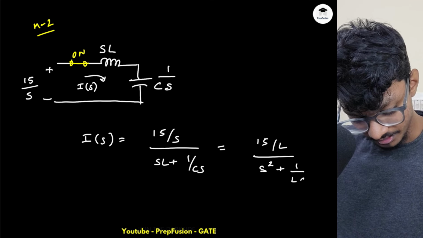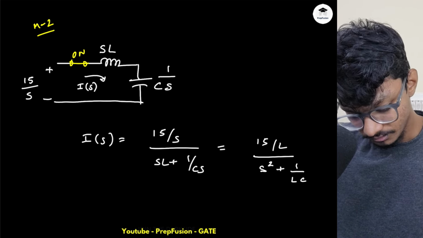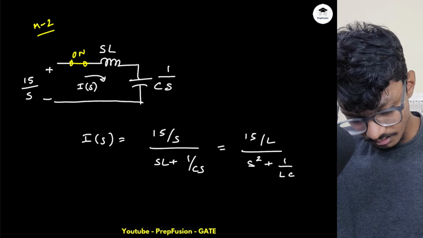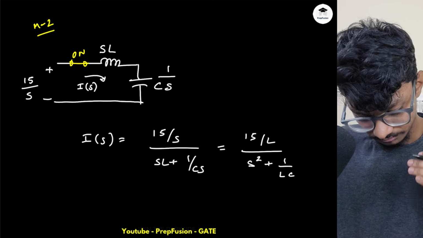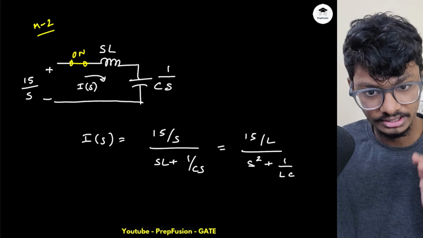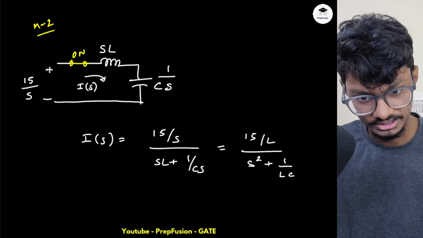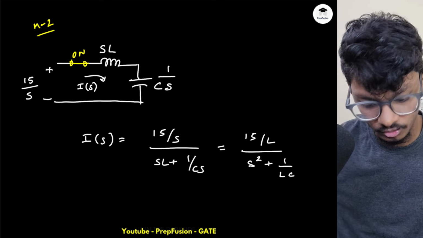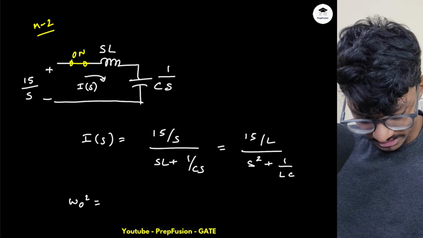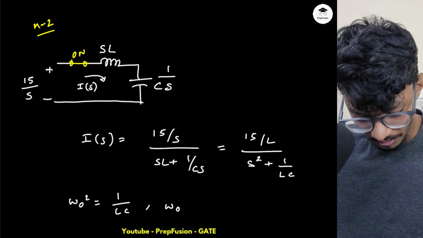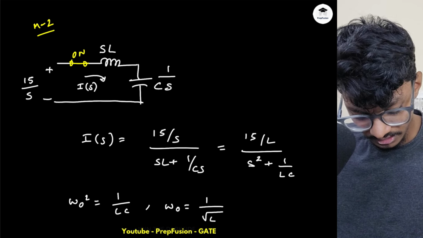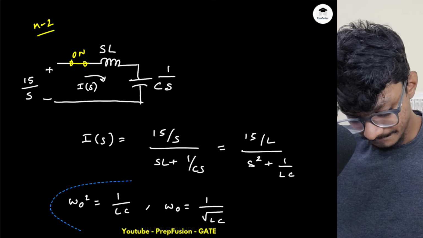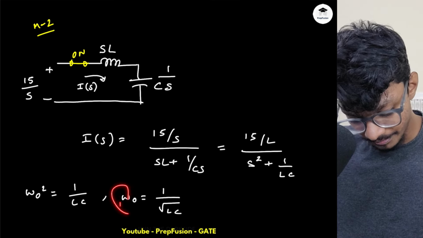Now if you remember the formula, there is no S term over here in the numerator, so what will it be? It will be simply a sine formula, because there is no S term over here. And also there is omega naught. The denominator is S square plus omega naught square, so omega naught square is 1 by LC. So omega naught is 1 by under root LC. If you couldn't understand what I did, you need to revise your Laplace transform. And this omega naught needs to be present at the top as well.